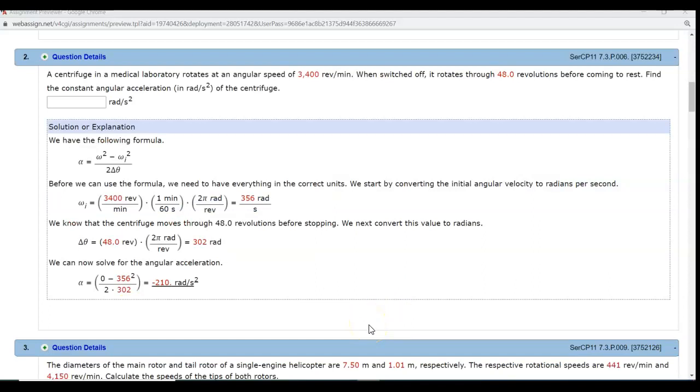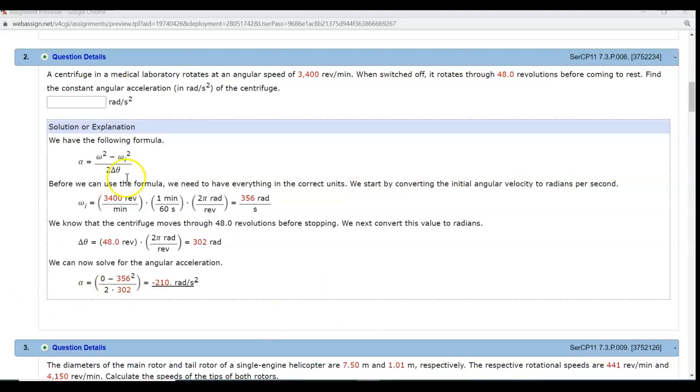Okay, here a centrifuge in a medical laboratory rotates at an angular speed of 3,400 revolutions per minute. When it's switched off, it rotates through 48 revolutions before coming to rest, or 0. Find the constant angular acceleration in radians per second squared of the centrifuge.